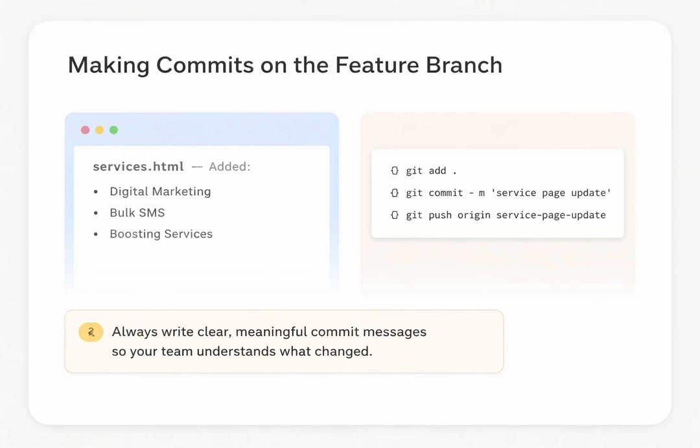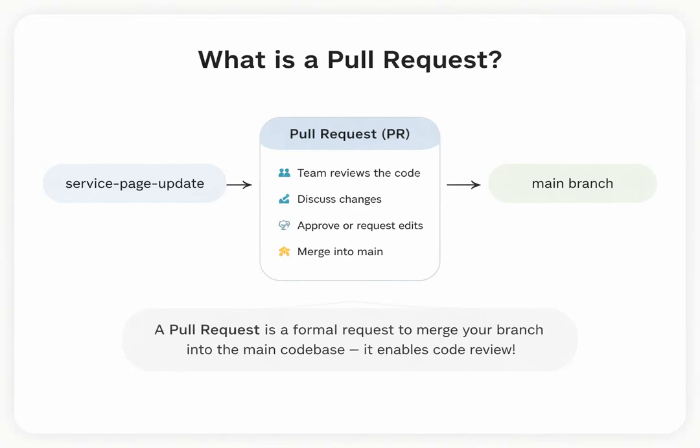Then he pushes the branch up to GitHub using git push origin, followed by the branch name. This sends his feature branch to the remote repository, so it's visible to everyone on the team. Once Amit pushes his feature branch to GitHub, something important happens. A pull request, or PR, becomes available.